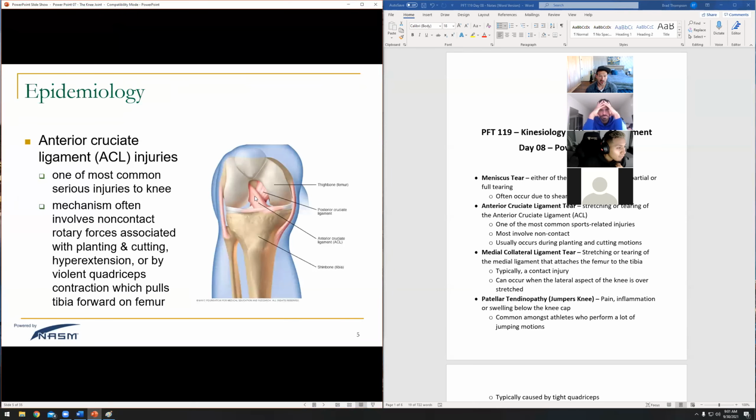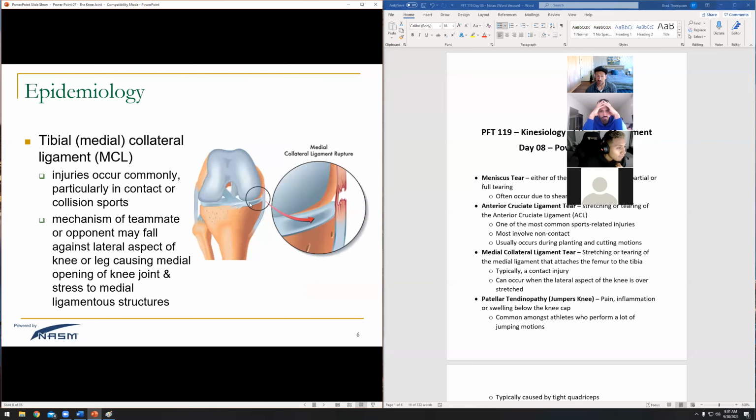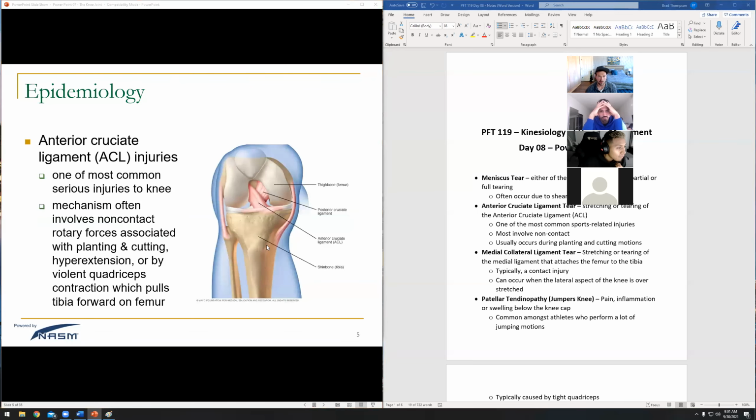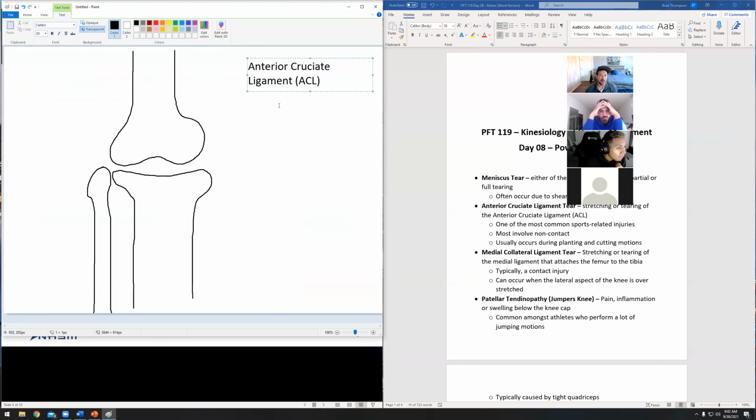And that is going to be in the front. So if we look here, you can see we're looking at the front of the knee. The ACL is going to go from the lateral side to the medial side, and it's going to be in the front. So that's your ACL.